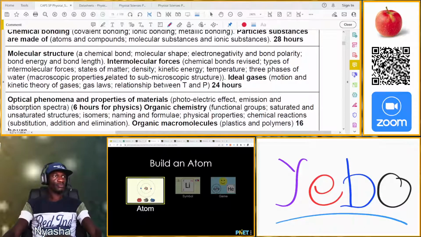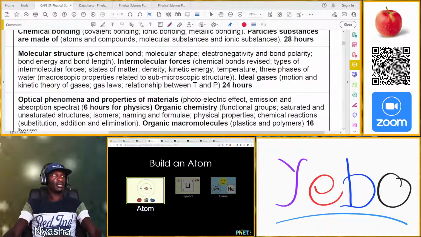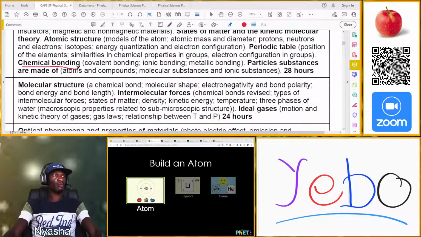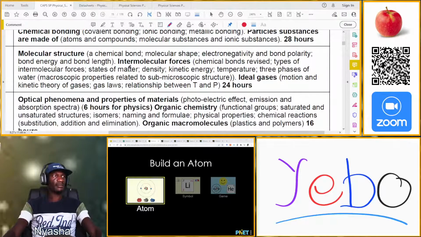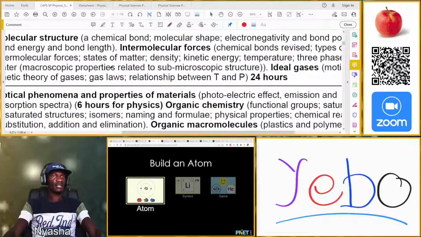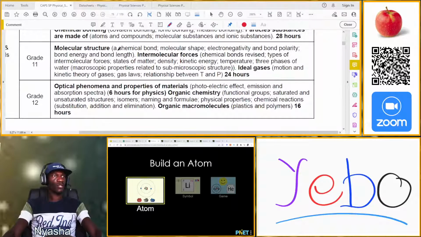Okay, so molecular structure deals with a chemical bond. Remember, there's chemical bonding already introduced in grade 10. So molecular structure deals with a chemical bond, molecular shape, electronegativity, and bond polarity. So if you are looking at molecular shape, right?